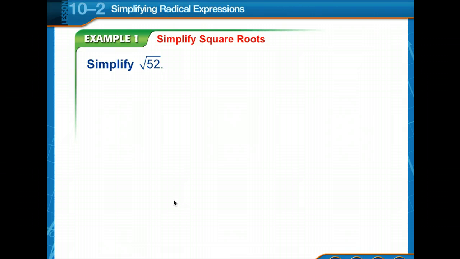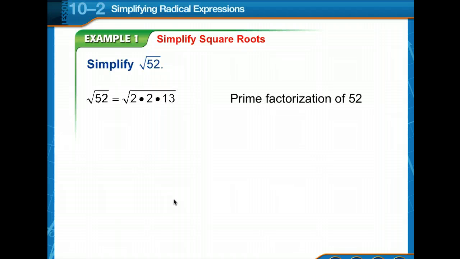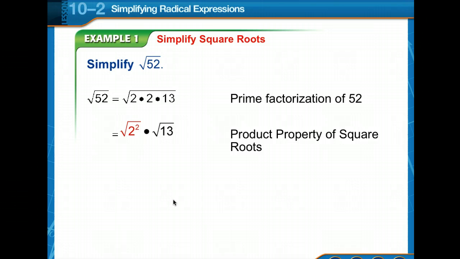So to simplify square roots, I want you to pause this for a moment and see what you get when you take the square root of 52. Okay, the prime factors of 52 are 2 times 2 times 13. So because there are two 2's, it's 2 squared, we're going to pull a 2 out. So our answer is 2 radical 13, 2 times the square root of 13.